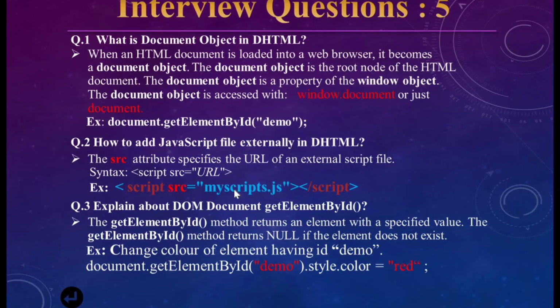And the third question, explain about the DOM, document.getElementById. getElementById is a function of document where, when we pass the ID here, it will return the element. The getElementById method returns an element with the specified value. The method returns null if no such element exists. Here we can see in the example, change the color of the element having ID demo. document.getElementById demo style will change its color to red.